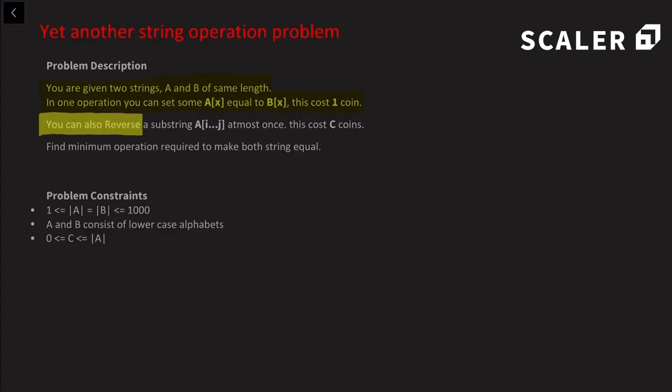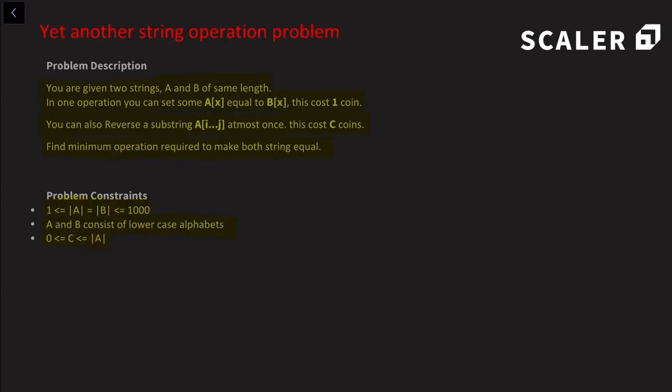Otherwise, you can also reverse a substring of A from I to J at most once. So you can choose to reverse some substring of a given string and you can do this operation at most once. You can either do it or not do it, and this will cost us C coins. Now we need to find the minimum operations required to make both strings equal. The problem constraints are that the lengths of A and B are equal and can vary from 1 to 1000. A and B consist of lowercase alphabets only, and cost C can vary from 0 to length of A.